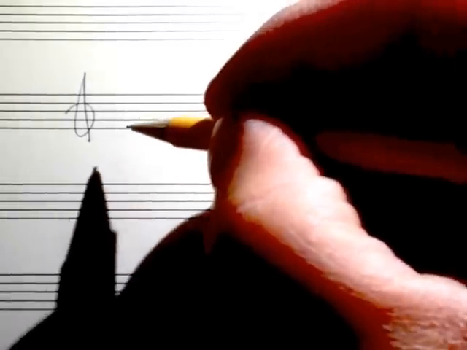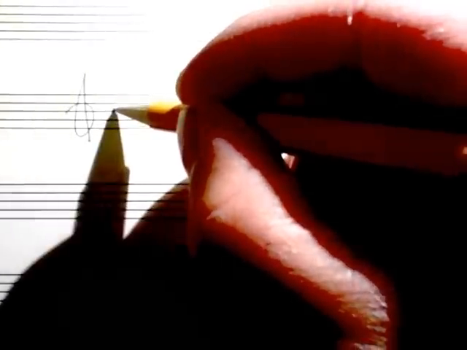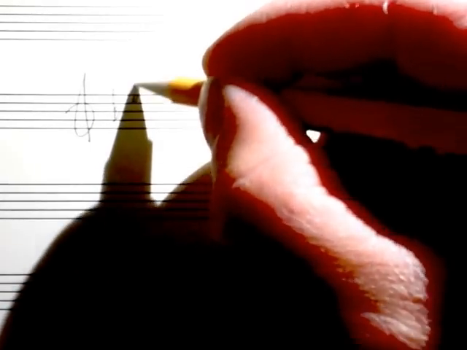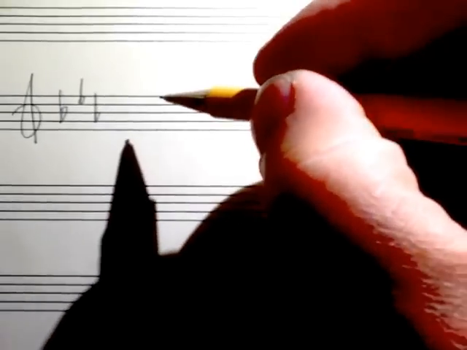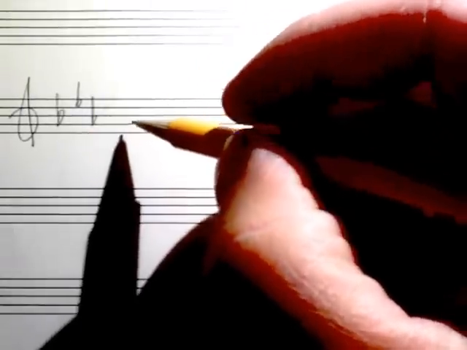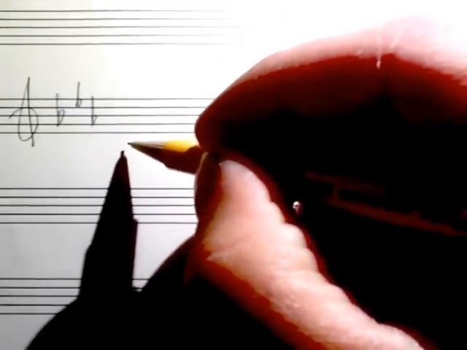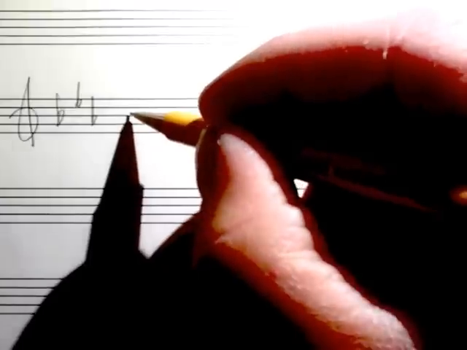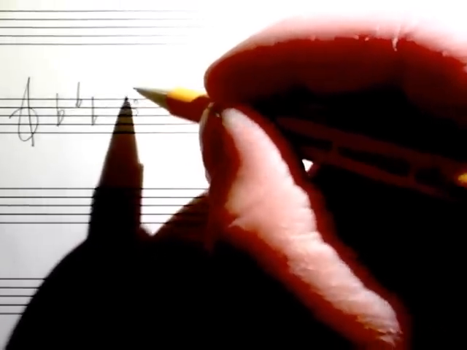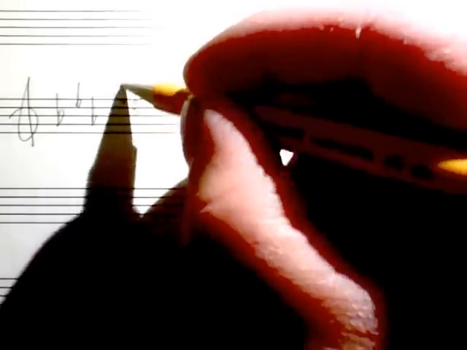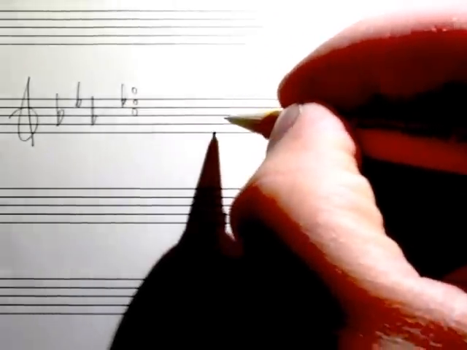So let's say we are in the key of C minor. C minor has three flats, B, E, and A flat. And here is our augmented sixth chord in the key of C. So let me first compose a C minor triad. And now here is an important chord.